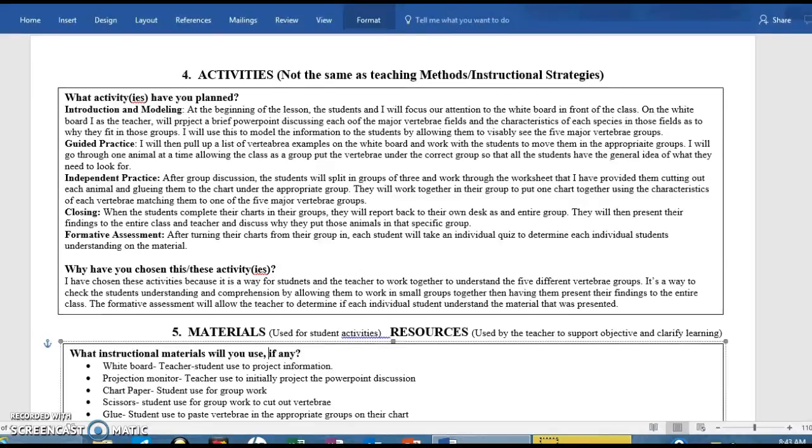For the formative assessment, after they turn in their charts from the group, each student will then take an individual quiz to determine each individual student's understanding of the material.